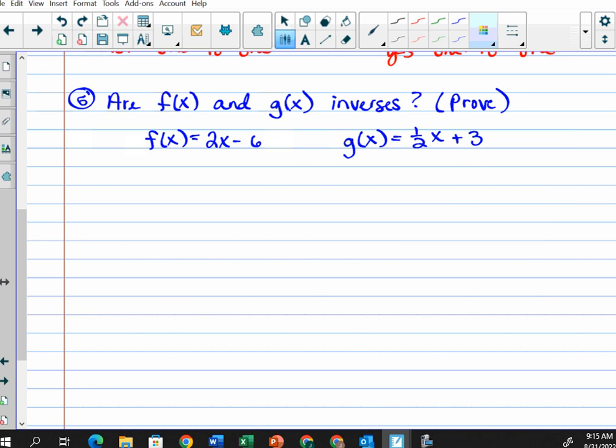Proving whether or not these are inverses is where you have to use composition of functions. You have to show f of g of x, and you have to show g of f of x. And if they both simplify to x, then they are inverses.